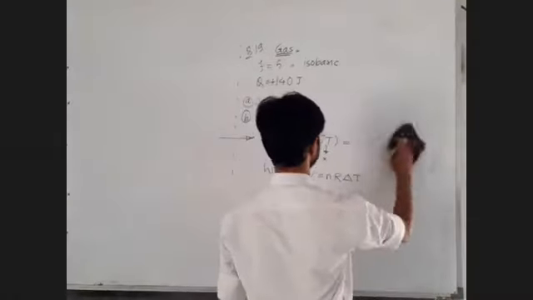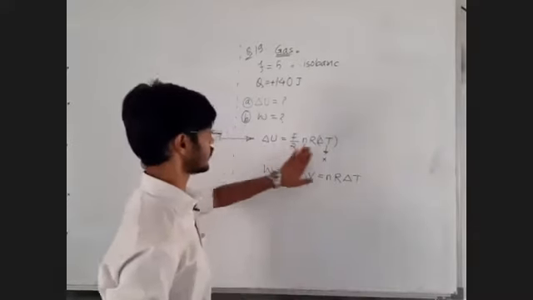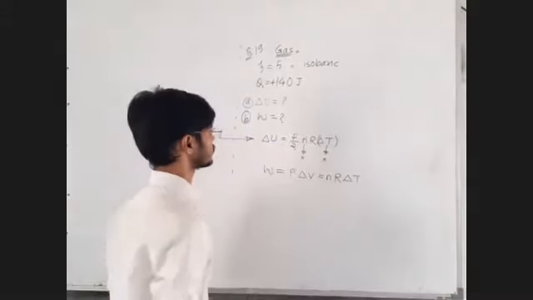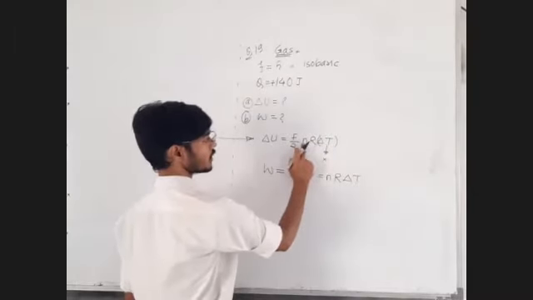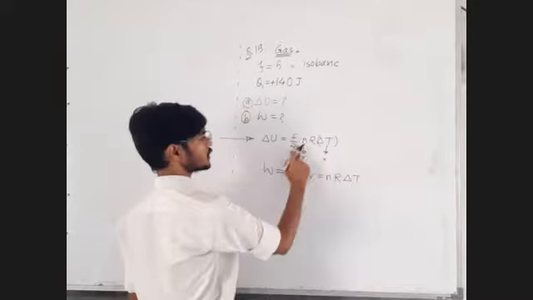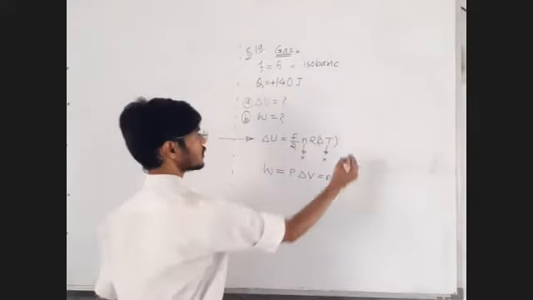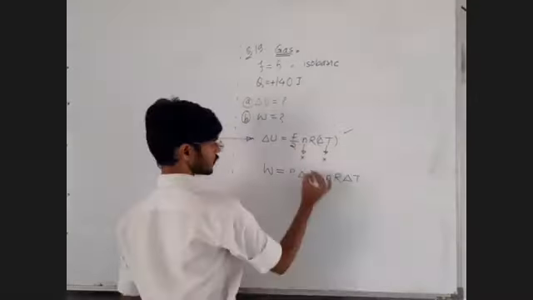I should not have written this. My mistake. Delta U is correct: nCv delta T, and Cv is f by 2R. Okay, sir, this formula is known to us. This formula is perfect.